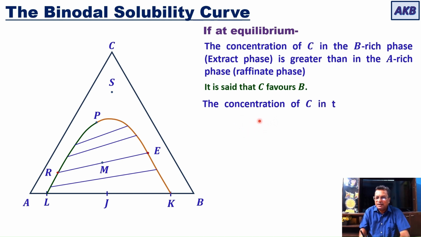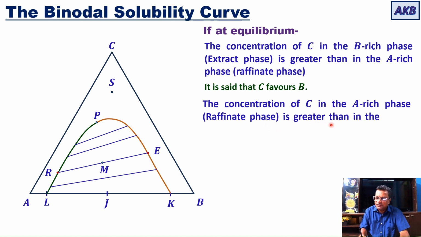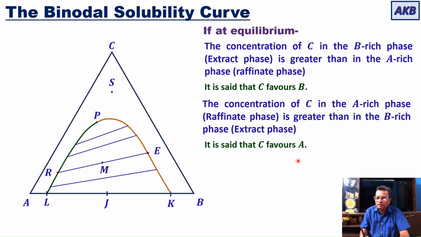Whereas on the other hand, if the concentration of C in the A-rich phase, that is the raffinate phase, is greater than in the B-rich phase, that is the extract phase, then we say that C favors A. So both can happen. C may favor B, in that case the concentration in the extract phase will be higher, and C may favor A in some cases. In that case, the concentration in the raffinate phase will be higher than that in the extract phase.